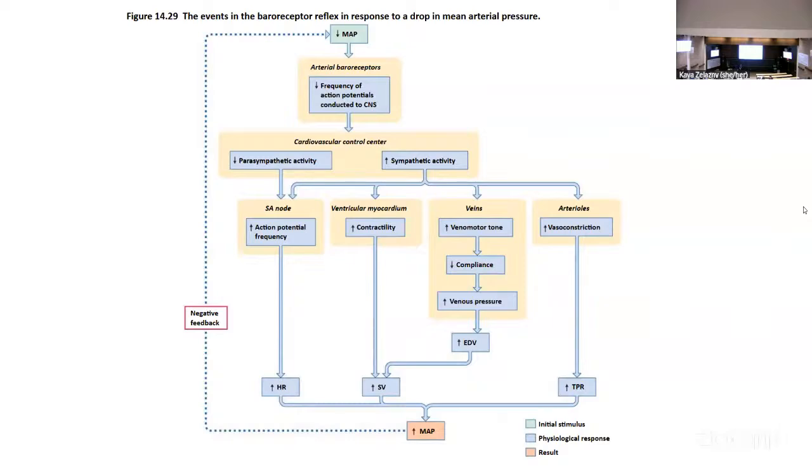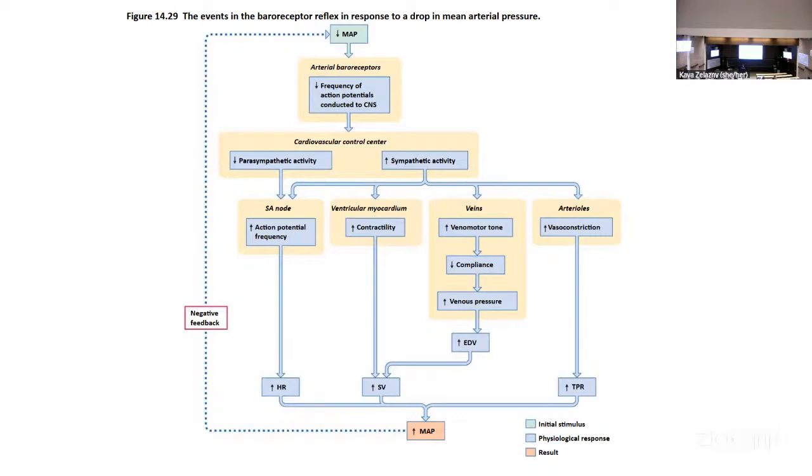Okay, welcome back, everybody. So today we're going to continue talking about our regulation of mean arterial pressure. So when we left off, we had been talking about the fact that our mean arterial pressure is a regulated variable, regulated through homeostasis.